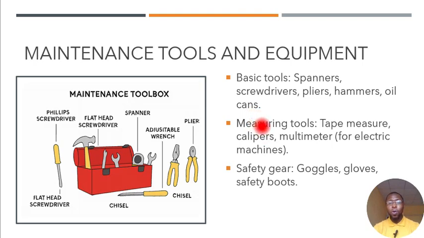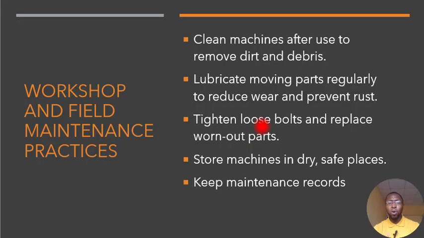All right. Having said that, let's now talk about workshop and field maintenance practices. These are some of the practices we have to carry out when we have machines. Number one, we have to clean the machine after use to remove dirt and debris. When the machine has been used, it is important that it is cleaned. All the dirt and debris left in it after use should be removed. If they are not removed, they can make the machine get damaged easily.